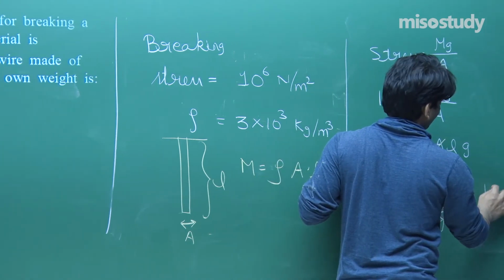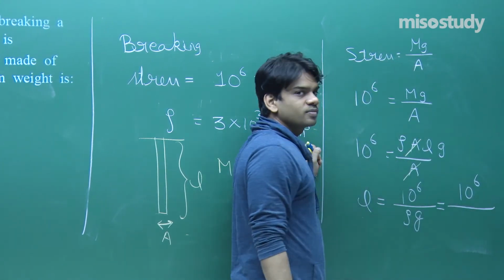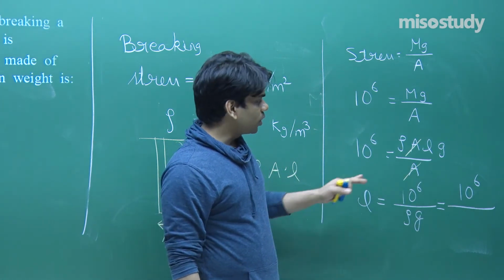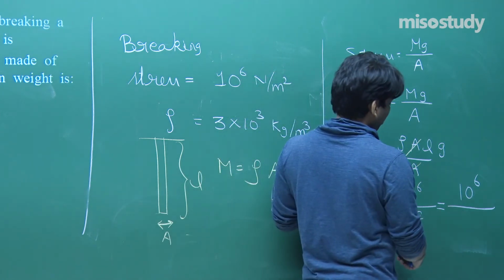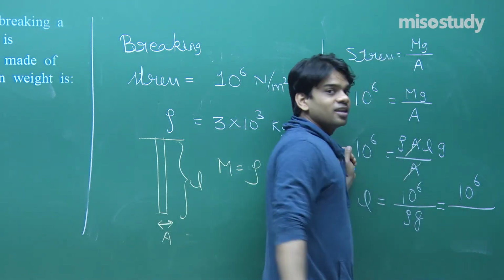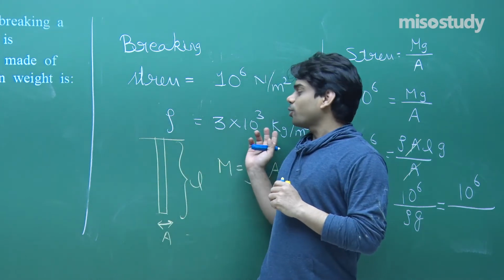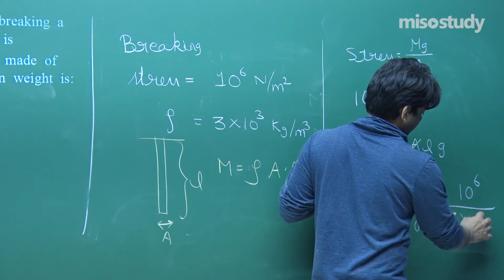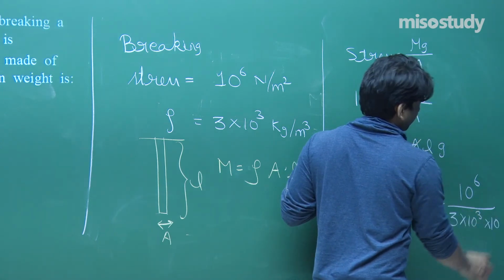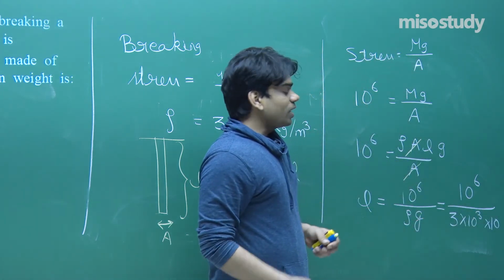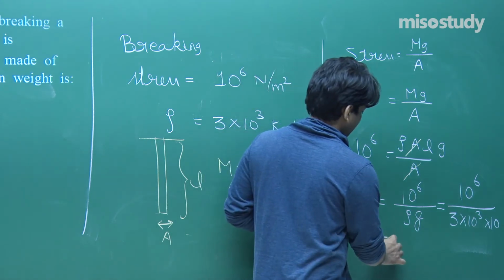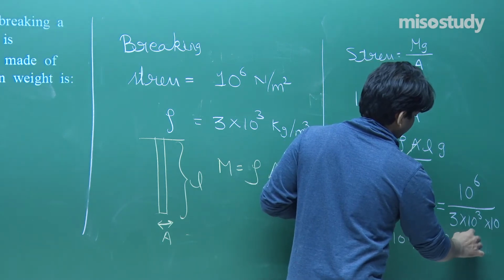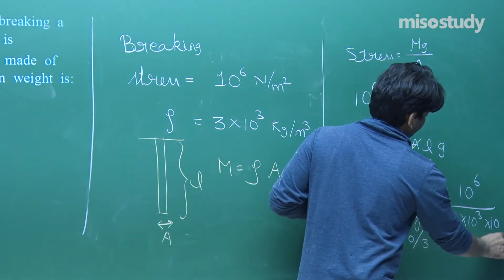Hence 10 to power 6. And since all the values that I am going to put are in SI units, I need not worry about putting the units here, that will automatically be taken care of. Rho is given as density, that is 3 into 10 to power 3, multiplied with g, 10. This will come out to be 100 by 3, that is 33.33 meter.